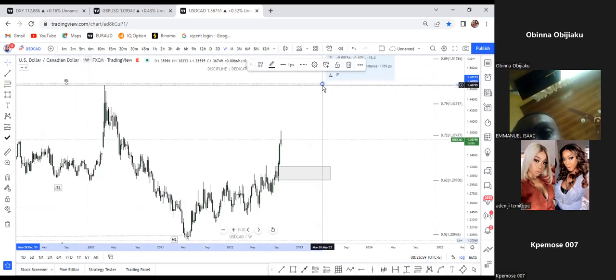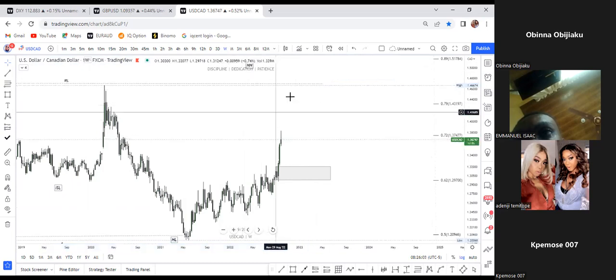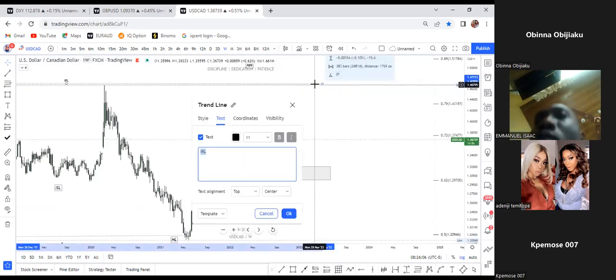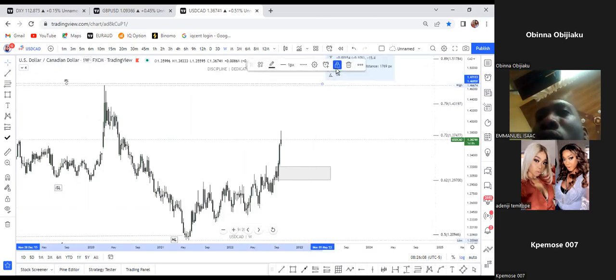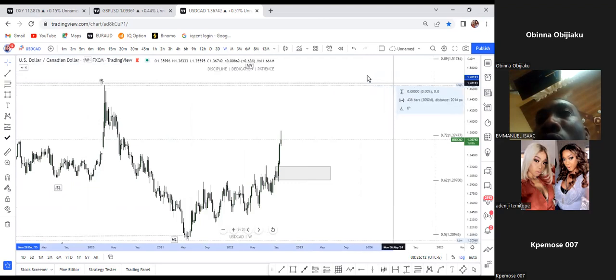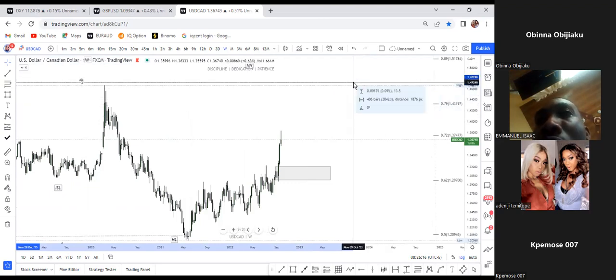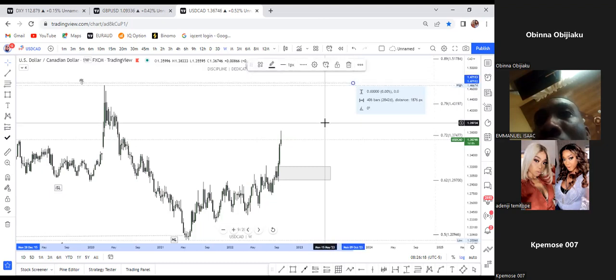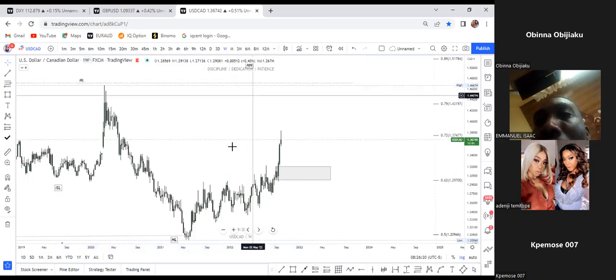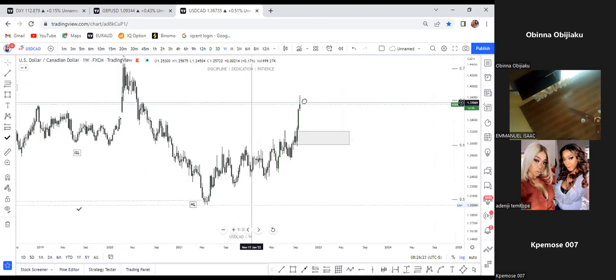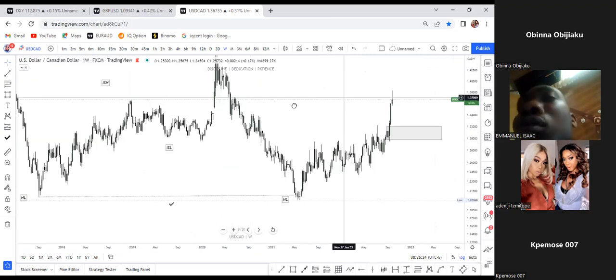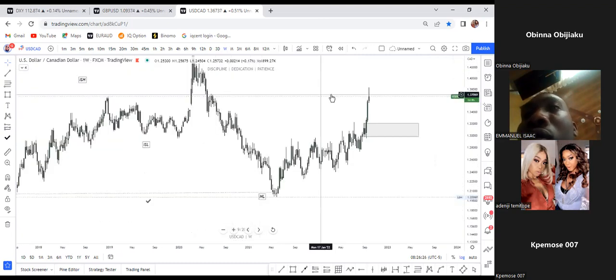Look at it right here. A market maker buy model to be what? Completed. A market maker buy model to be completed. Why are they going to target a market maker buy model? They already took out the sells right here, the sell stops.